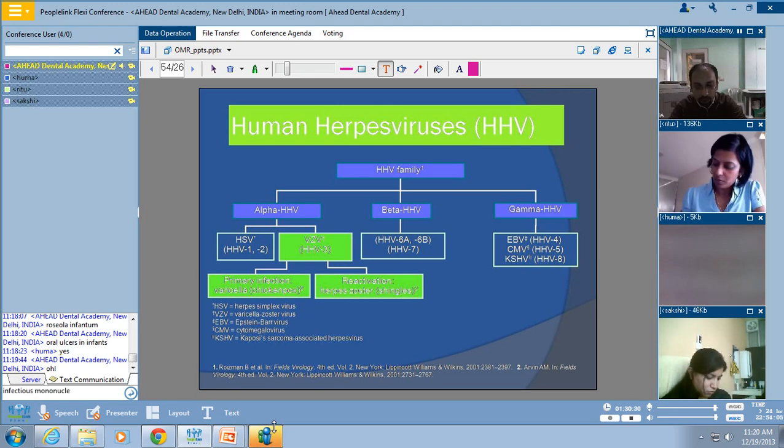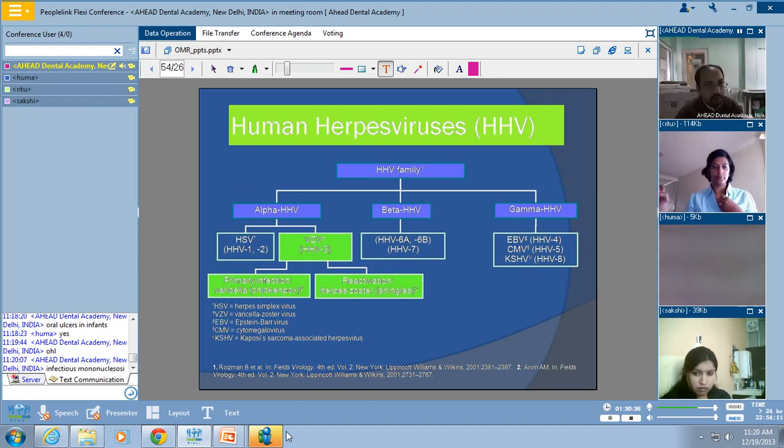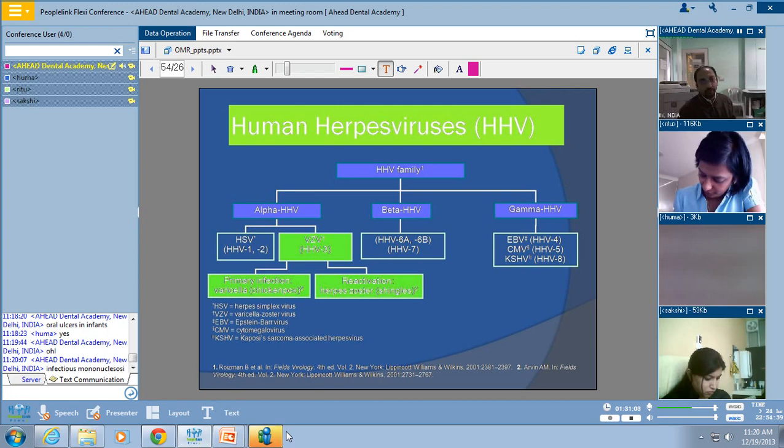In addition to this, OHL, infectious mononucleosis, non-Hodgkin lymphoma (NHL), and carcinoma of the nasopharynx. Epstein-Barr virus is in fact a very, very important virus which is known to cause a lot of diseases. I'm just writing 4 or 5, but even they say that Burkitt's lymphoma is also caused by EBV.